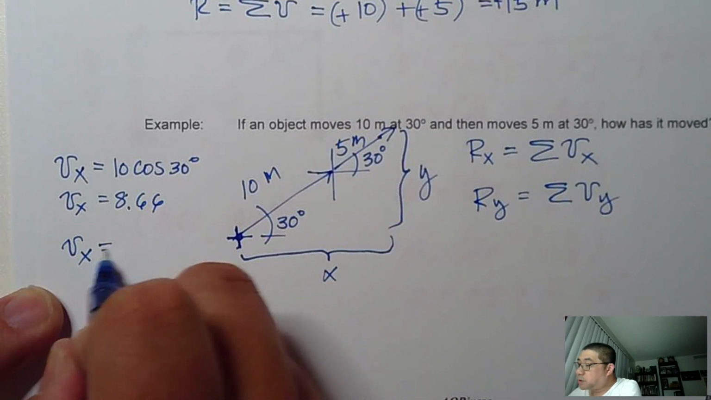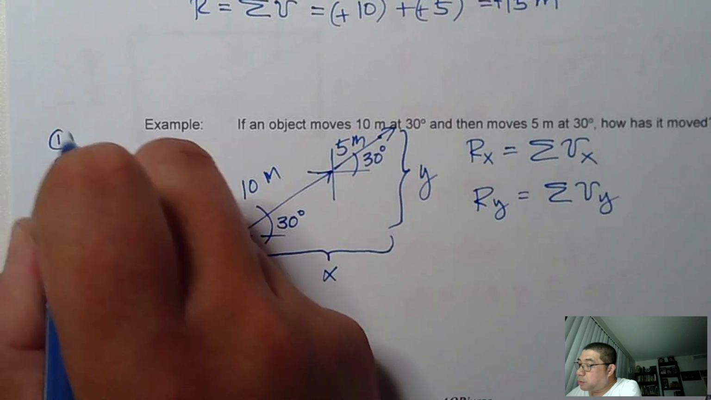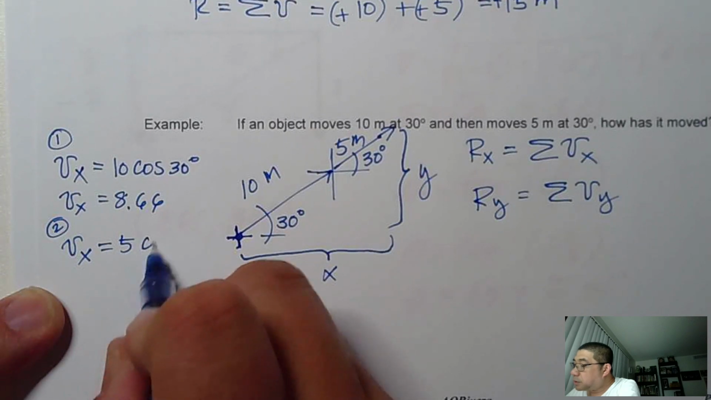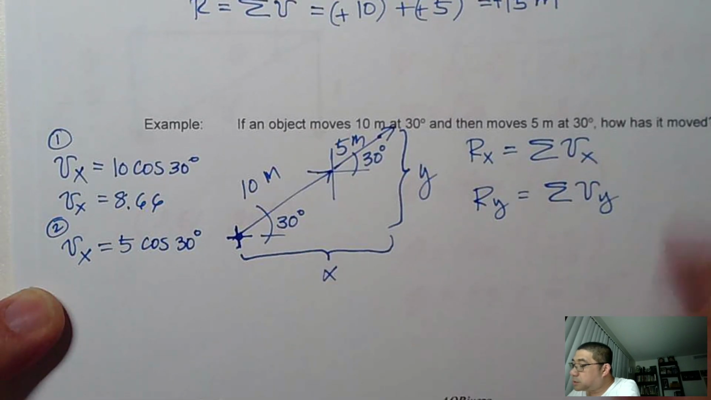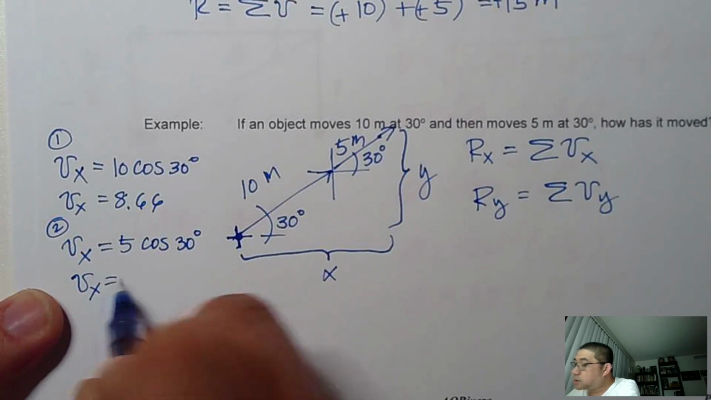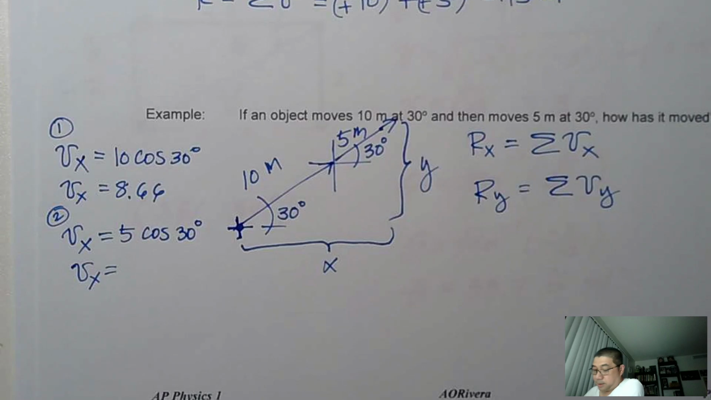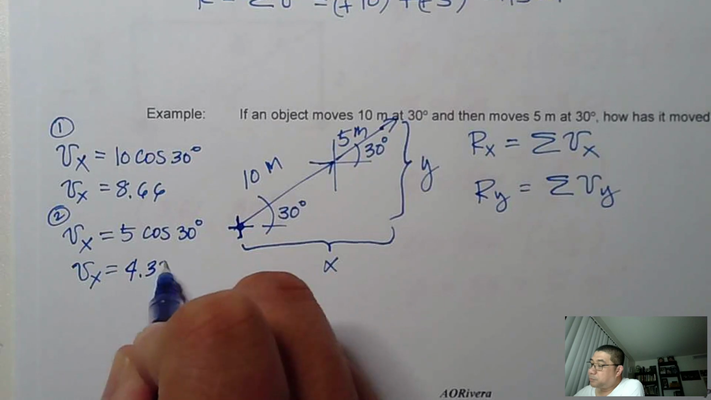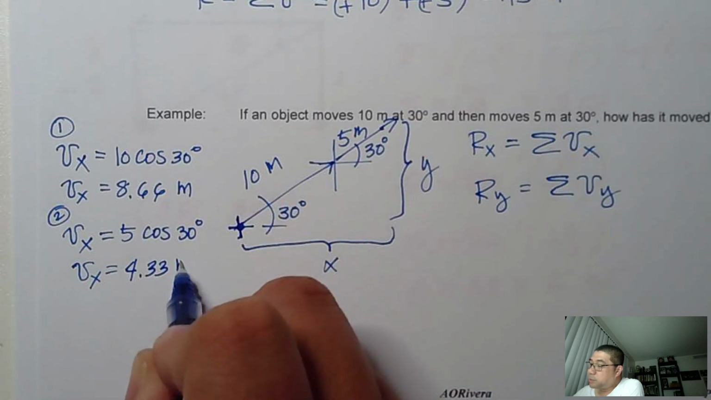So v of x for the second one. So number 1 and number 2. So we have 5 cosine of 30 degrees. So what is your v of x for the second one? It's just going to be half of 8.66. So how much is that? That is 4.33. And all of them do have units, and that is meters.